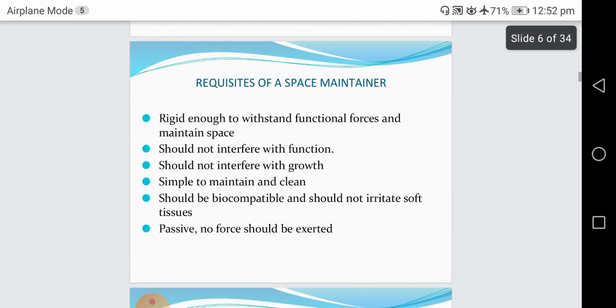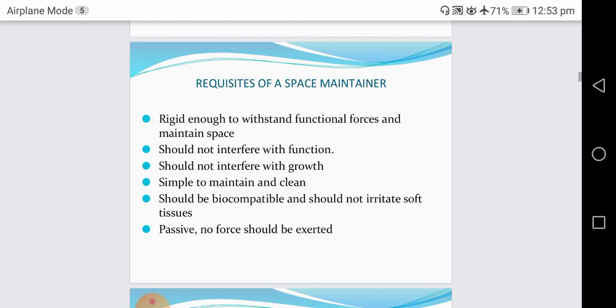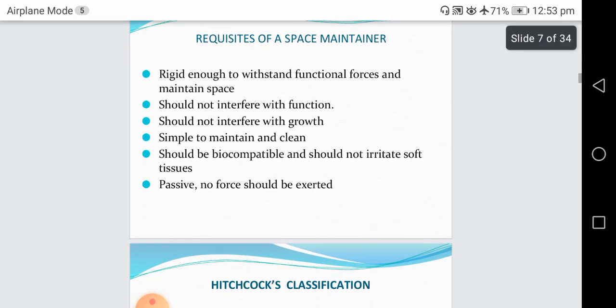Next is the requisites of a space maintainer. What are the qualities of a space maintainer? Rigid enough to withstand functional forces and maintain space. It should not interfere with function. It should not interfere with growth. Simple to maintain and clean. Should be biocompatible and should not irritate soft tissues. It should be passive and no force should be exerted.